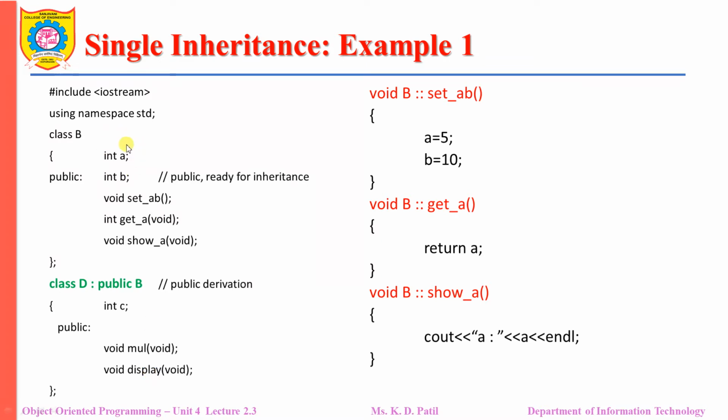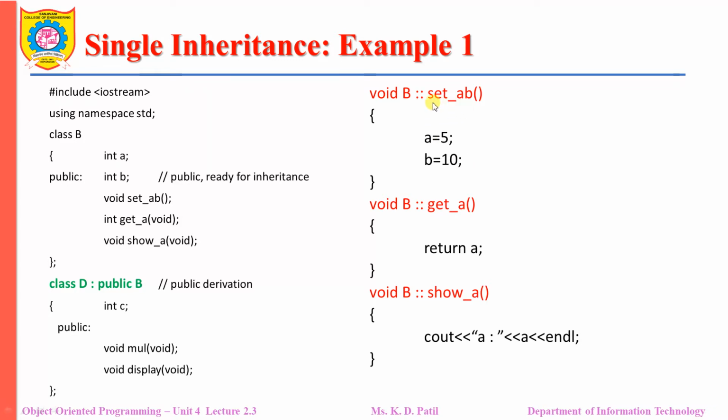Now what about that integer A? As integer A is the private data member of class B, it will not be accessible to class D. Now let us see how those member functions which belong to class B are defined.